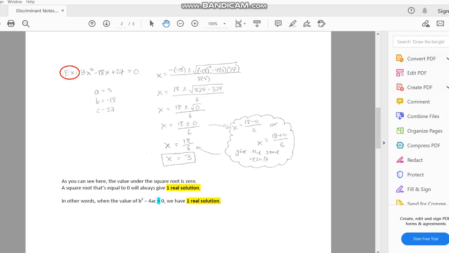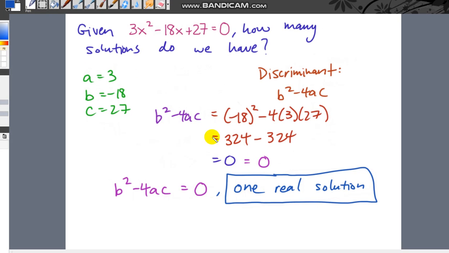As you can see here, this is the exact same problem that I put earlier. And the discriminant is 0. So since the discriminant is 0, we have one real solution.